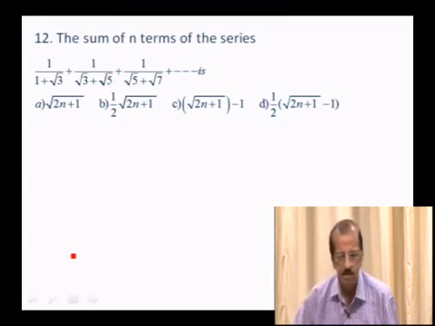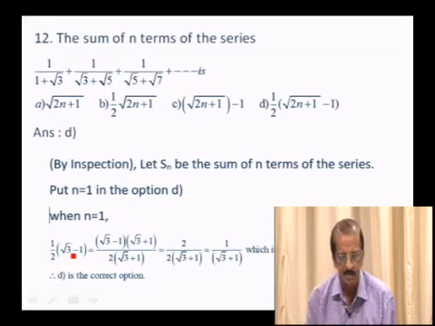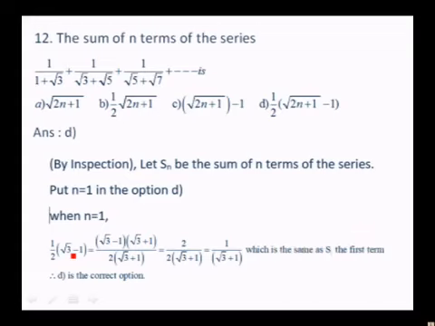ಸೊ ಇಫ್ ಐ ಜಸ್ಟ್ ಕನ್ಸಿಡರ್ ದಿಸ್ ಒನ್, if I put n is equal to 1 in the options, let Sn be the sum of n terms, put n equals 1 in option D. When n equals 1, option D is half of root 3 minus 1. Rationalize ಮಾಡ್ಕೊಂಡ್ರೆ root 3 minus 1 into root 3 plus 1 over 2 into root 3 plus 1, which is 2 over 2 into root 3 plus 1, or 1 over root 3 plus 1, which is the same as yes, the first term. Therefore, D is the correct option.